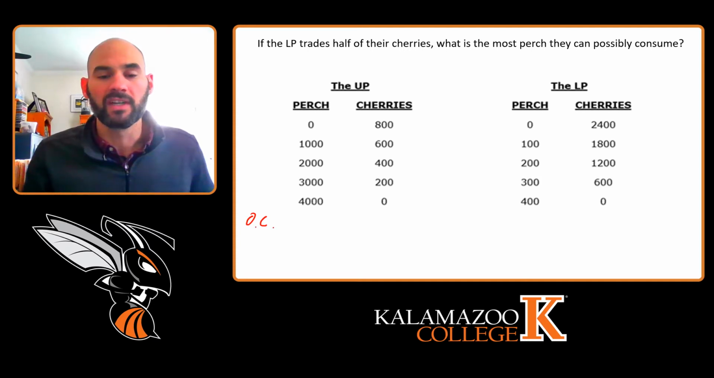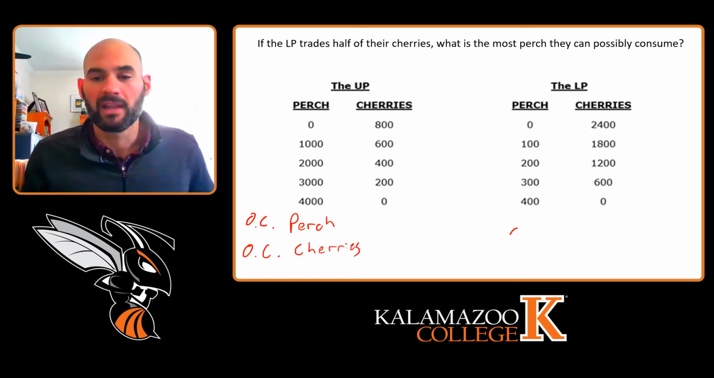So remember the OC, we're going to abbreviate this as of perch in the UP and the OC of cherries in the UP, as well as the opportunity cost of perch in the LP and the opportunity cost of cherries in the LP.